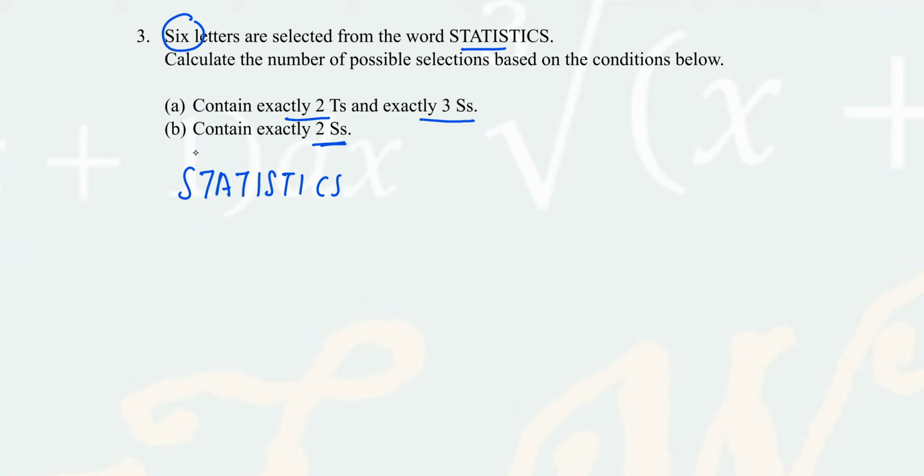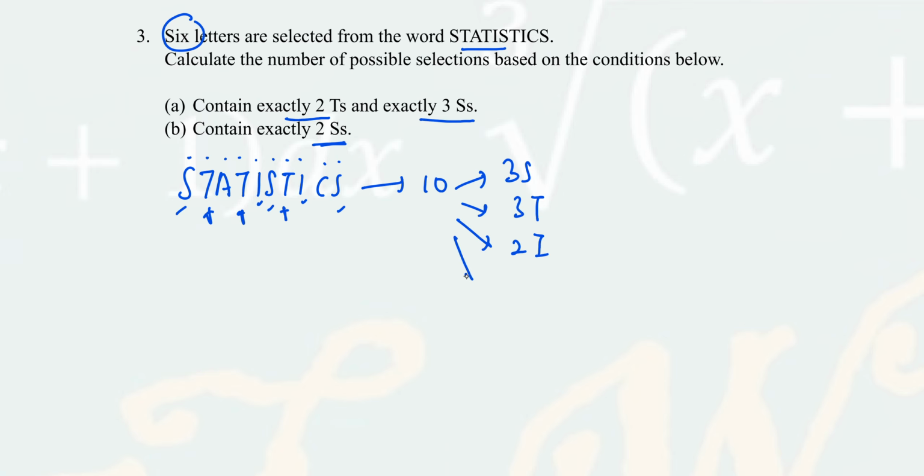STATISTICS. So basically there are a total of 1, 2, 3, 4, 5, 6, 7, 8, 9, 10. So a total of 10 letters. Now out of the 10 letters, I have 3 S. Then I have 3 T. After that, I have 2 I, and then followed by A, C. So 3 plus 3, 6, plus 2 and plus 2, there will be a total of 10.